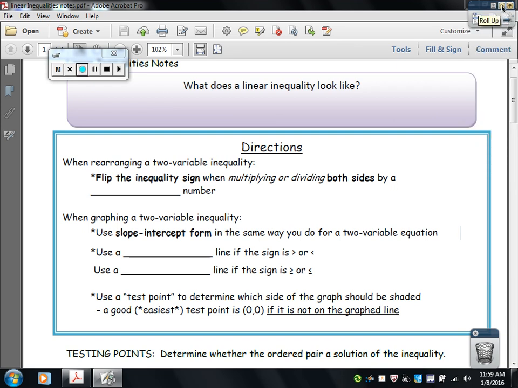What does a linear inequality look like? Let me just give you sort of an example. Write this down. Y is greater than 3x minus 7. So a linear inequality. Yesterday we talked about multi-step inequalities. Today we're talking about linear inequalities. What does the word linear mean? Line, right. So we're going to be making inequalities into lines.